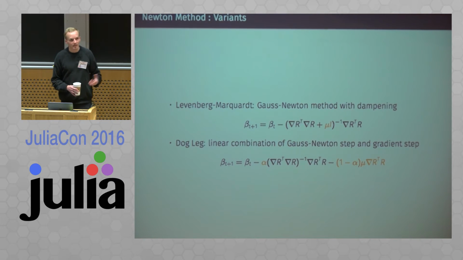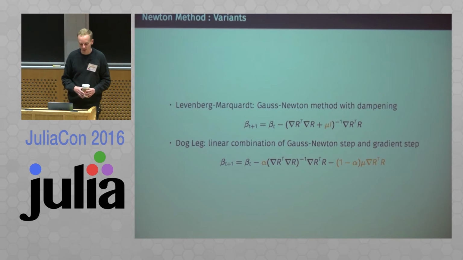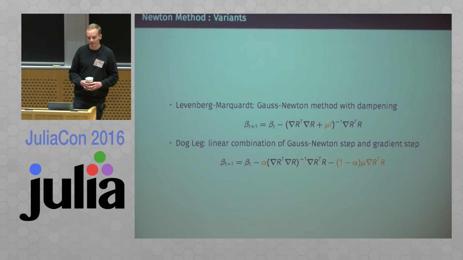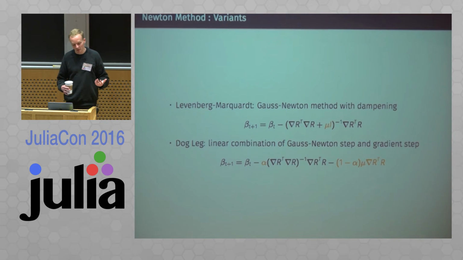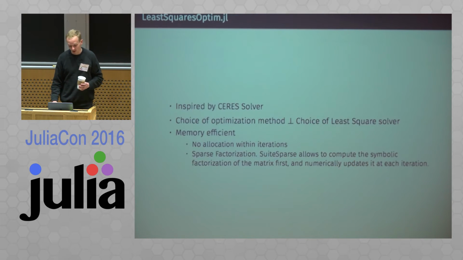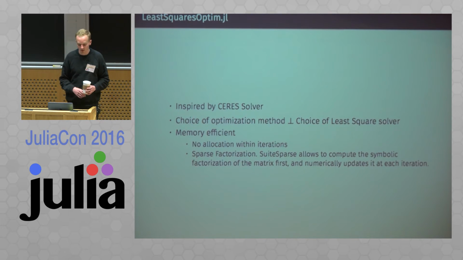In truth, Newton's method is not the best method, so there are two very good methods to do that. One is dampened Gauss-Newton with this mu, and the other is to take a linear combination of Gauss-Newton and gradient step. So basically in the package to solve these nonlinear least squares problems, you have the choice between Levenberg-Marquardt or the dogleg method, and then you can also choose your linear least squares solver. The two are completely independent. So you have the choice of optimization on the one hand, and the choice of a least squares solver on the other hand. It's a little bit like the Ceres solver that is used in Google.